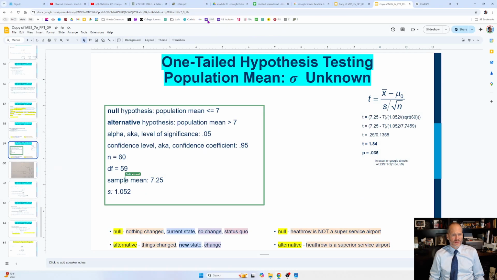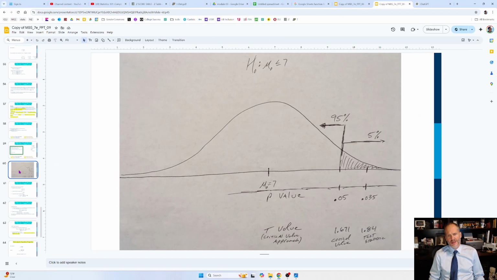You could use this formula. You could draw these diagrams, and then you could see if you got it right. And that's the best way to master it.